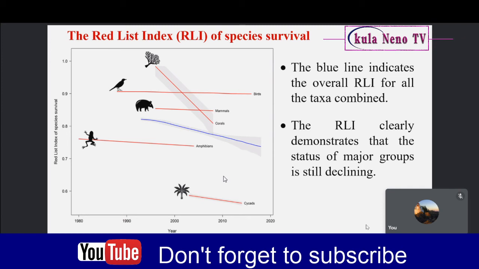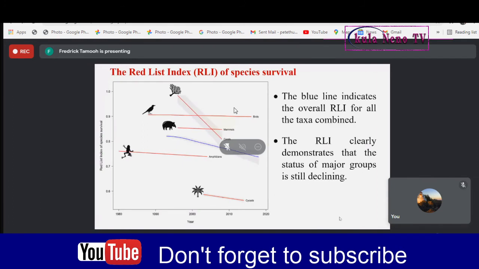Like CBD, we actually have a convention that focuses on migratory species. What do you call that convention? The Convention on Migratory Species. So after the IUCN Red List, the second most renowned tool applied to demonstrate the conservation status of our species is CITES.